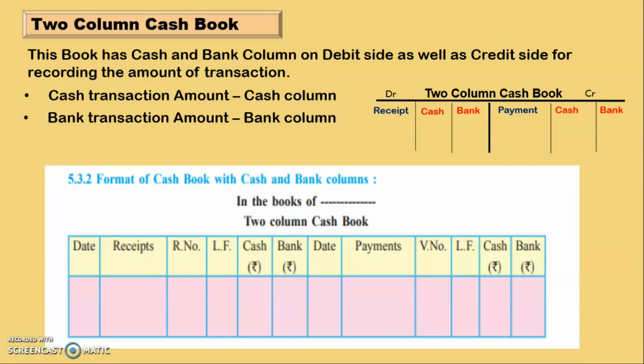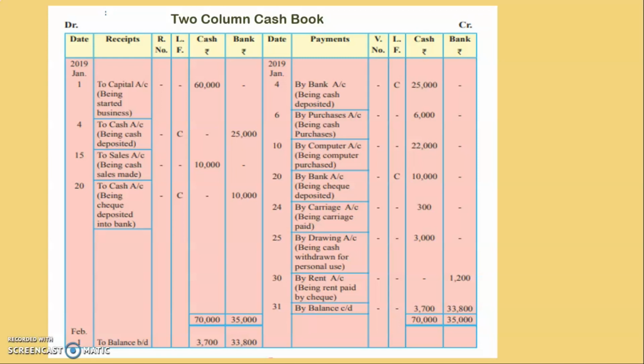On the receipt side, date, then receipts column, we will be writing the respective account, receipt number, ledger folio, and then the two amount columns, that is cash and bank. Similarly, on the payment side, date, payment, voucher number, ledger folio, cash amount column and bank amount column. Now when you record entries in two column cash book, it will look like this.